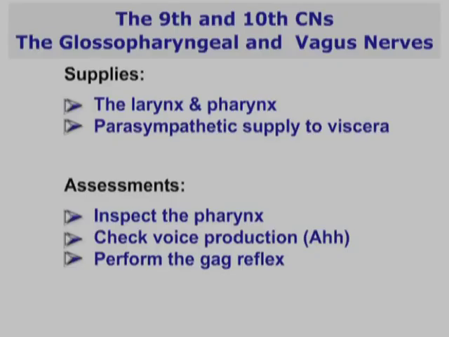The 9th and 10th cranial nerves, the glossopharyngeal and the vagus nerves, supply the larynx, pharynx, and parasympathetic supply to viscera. Inspect the pharynx. Check voice production. Perform the gag reflex.